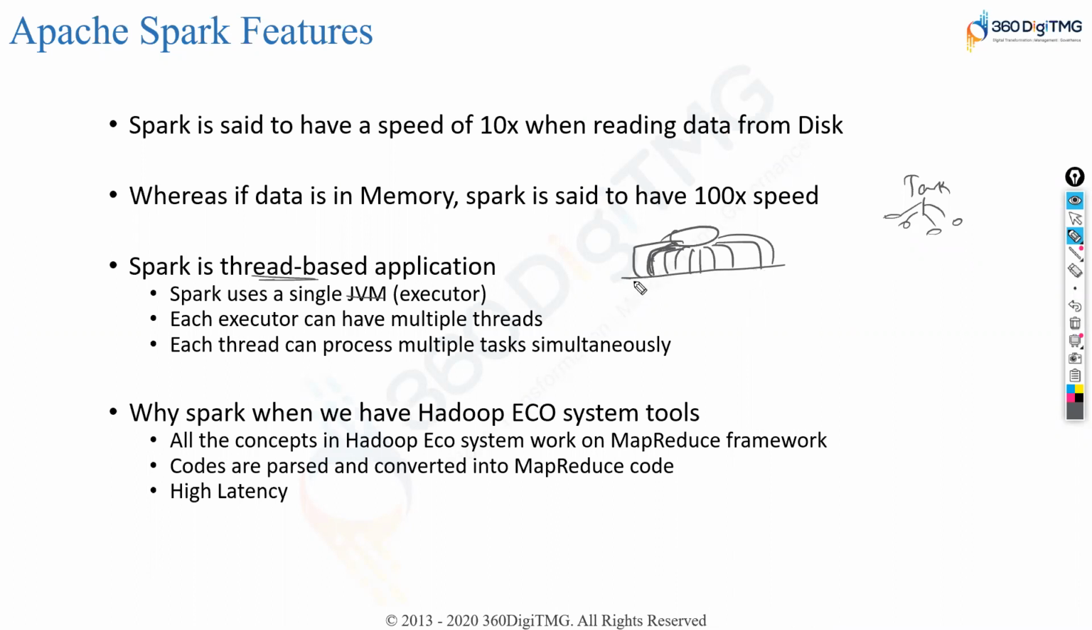Now, each of these threads can again contain multiple subtasks, I mean, small transactions. Each thread can process multiple tasks simultaneously, in parallel. So you can see the parallelism that we are achieving here, the parallel computing. Right? This is basically context switching.